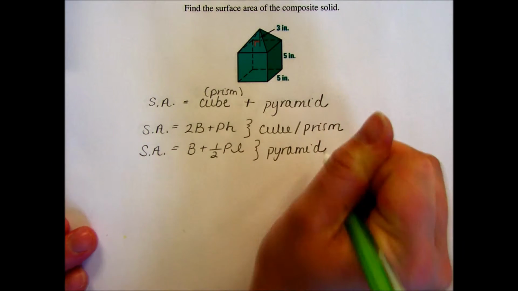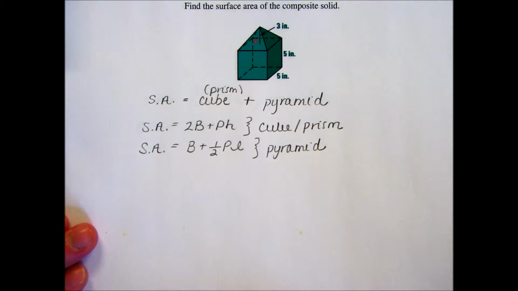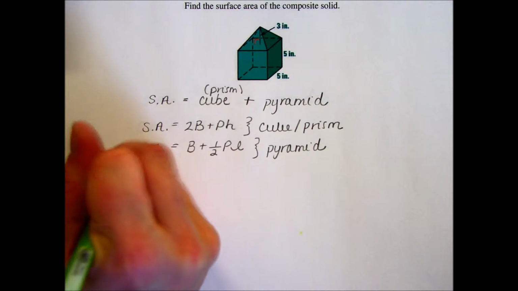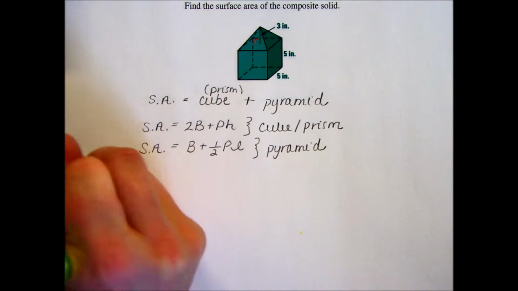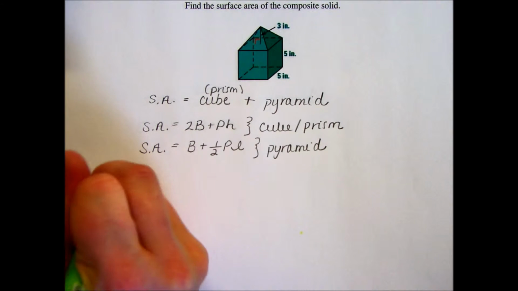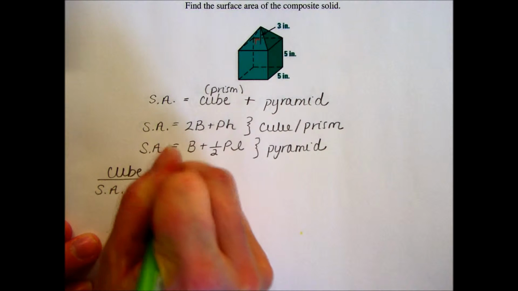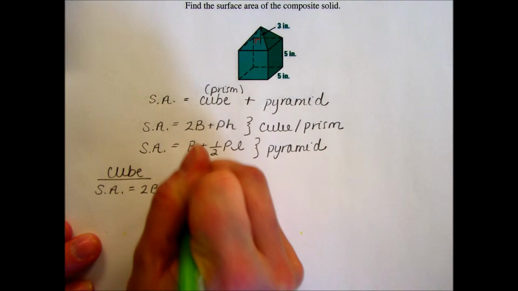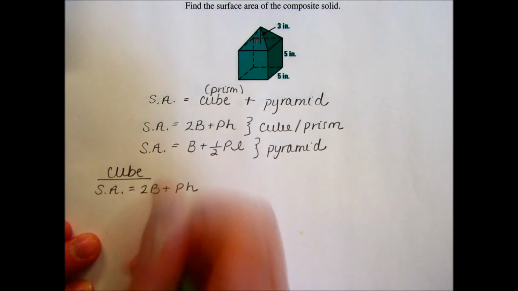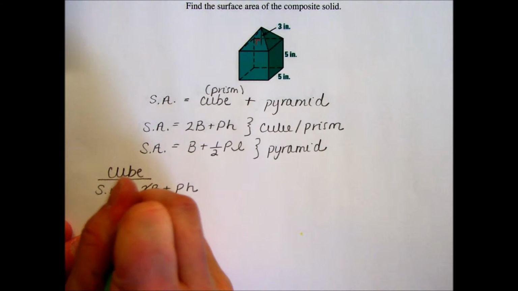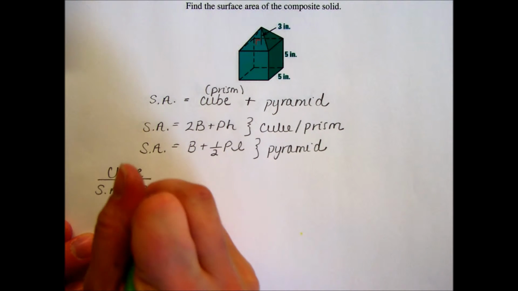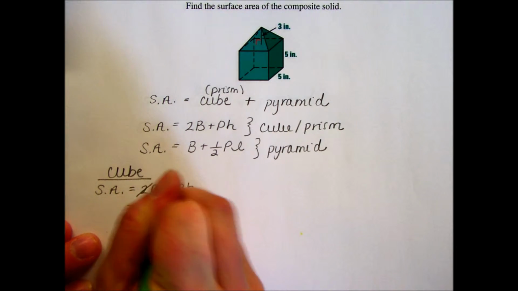So to begin, we are going to first find the surface area of the cube, but again, think of the composite solid. If it were spray painted, where would the spray paint touch? So when we look at the surface area formula, which is 2B plus P times H, we really do not need to include the 2 because spray paint would not touch the top of the cube. We are only considering one base.